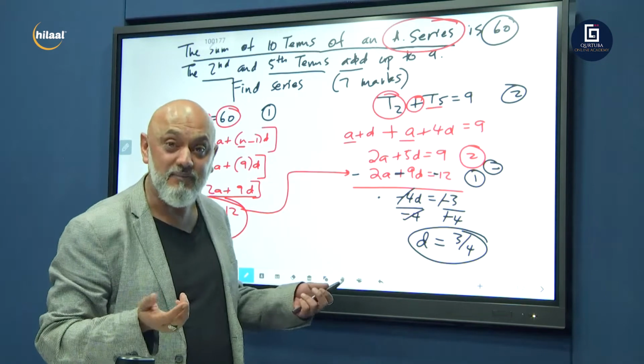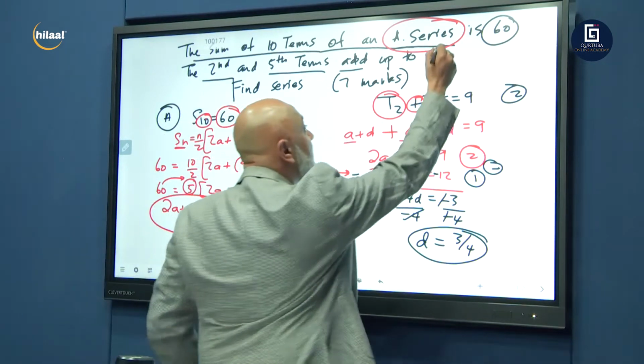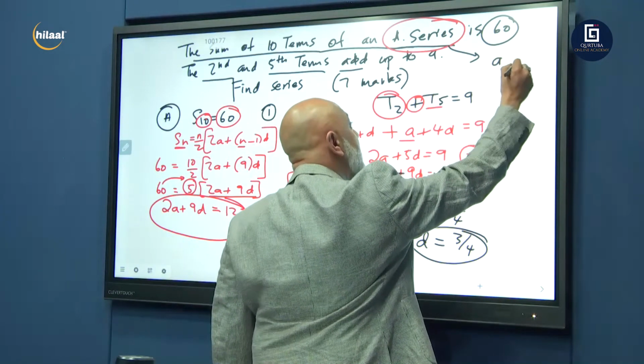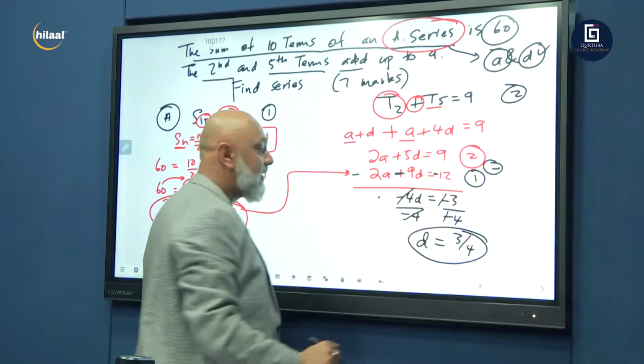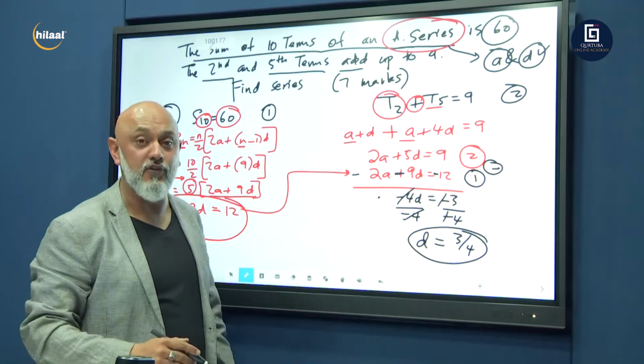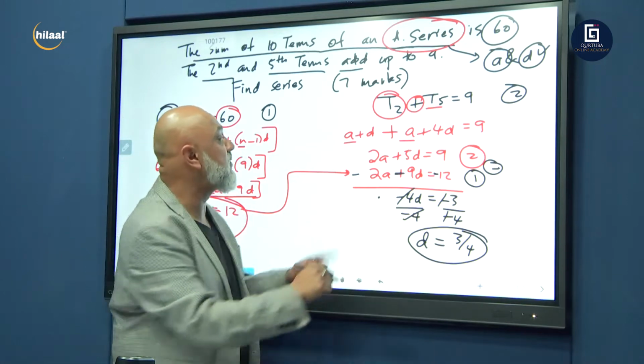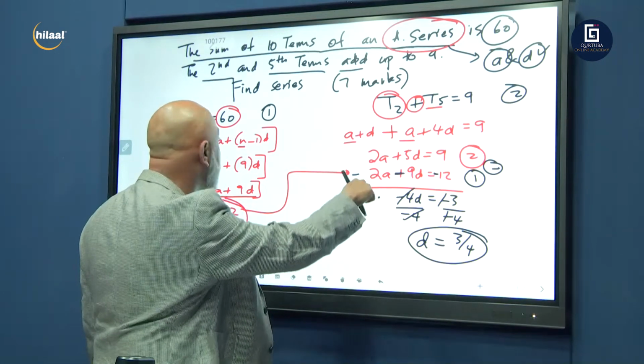Remember, what's the purpose? It's arithmetic. So if it's arithmetic, I need a and d. So I got d. I'm short of a. Right? So I got d. d is equal to 3 over 4. Now we take the 3 over 4 and we substitute it into any of these two equations.